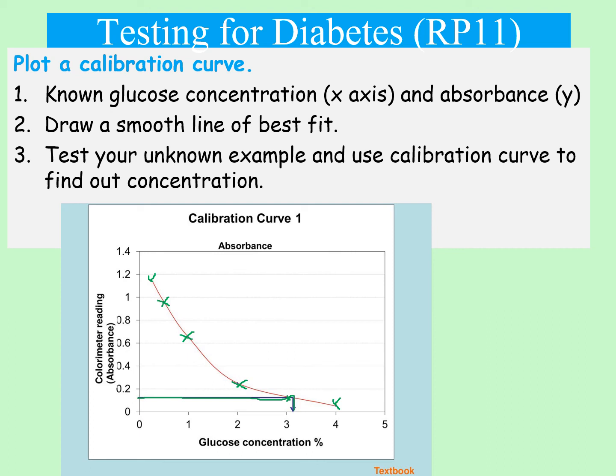And you need to be able to describe how you would plot a calibration curve, so look at what I've written there. You plot the known concentration of glucose on the x-axis, the percentage absorption on the y-axis. I would then plot all my known concentrations before drawing a smooth line of best fit, and then I'd test my unknown sample and use the calibration curve to find out the concentration by reading off my absorbance level.